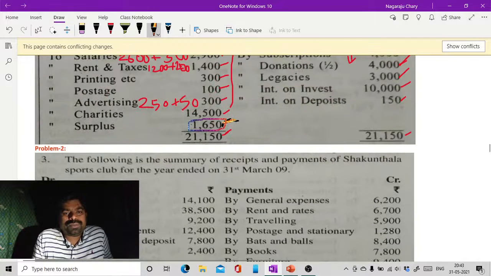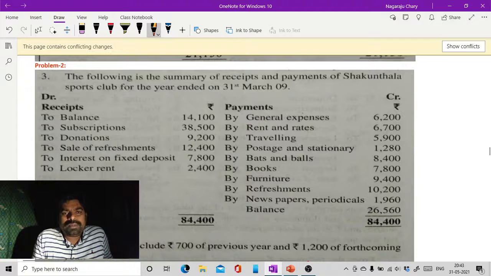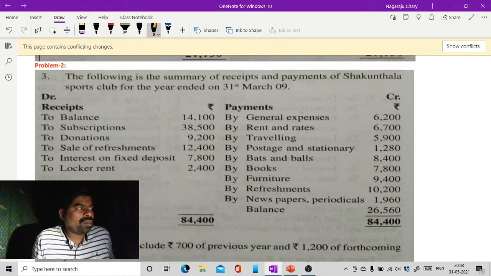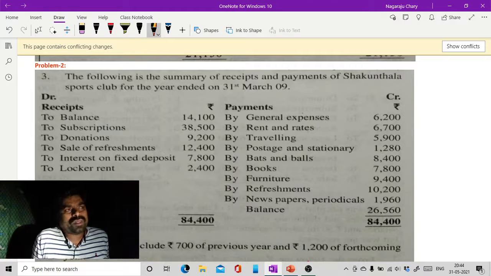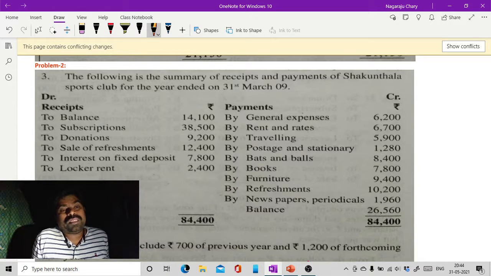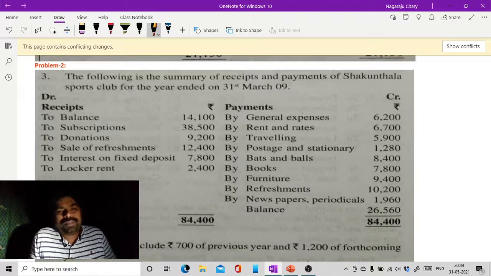So again I'm reminding, receipts and payments account is of the nature of real accounts. Receipts and payments account commences with opening balances and ends with closing balances. The balance may be cash in hand, may be bank balance, may be both the balances. Both the balances are the same, opening and closing.